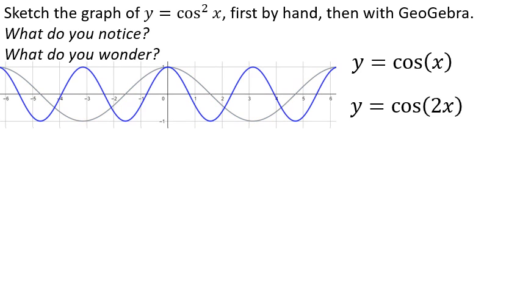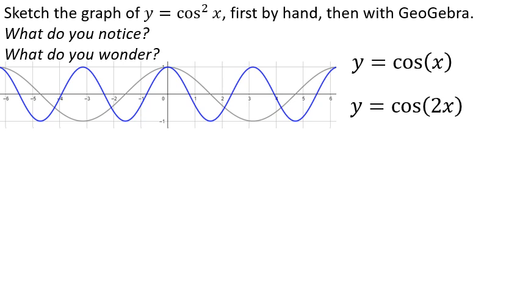So the first thing I'm going to do is a stretch of scale factor a half in the x direction. This gives me cos of 2x, and that gives me an increased frequency. Now it does a complete cycle in a 0 to pi rather than 0 to 2 pi interval.